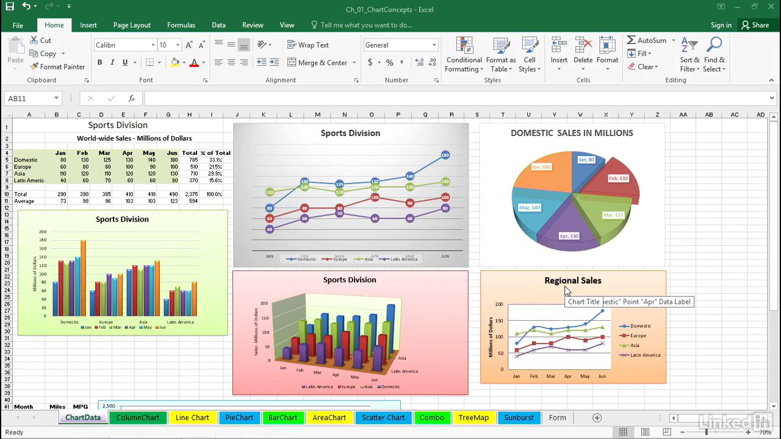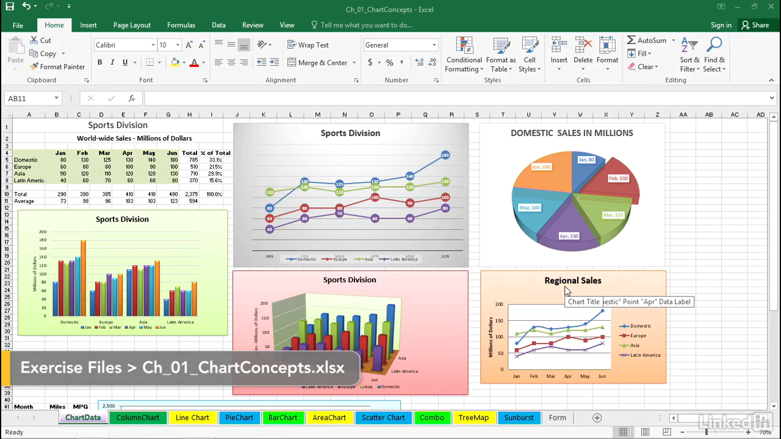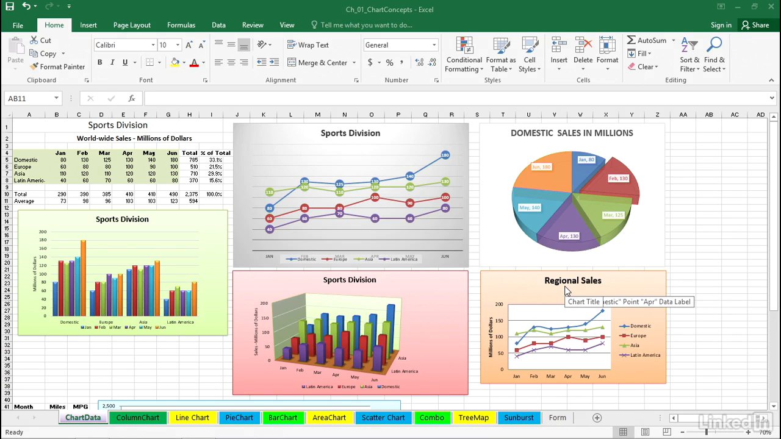Because there are so many different chart types in Excel, it's not always clear which chart is going to work best for the data that you're trying to depict. Not all chart types are equally effective in showing the data in a meaningful way.